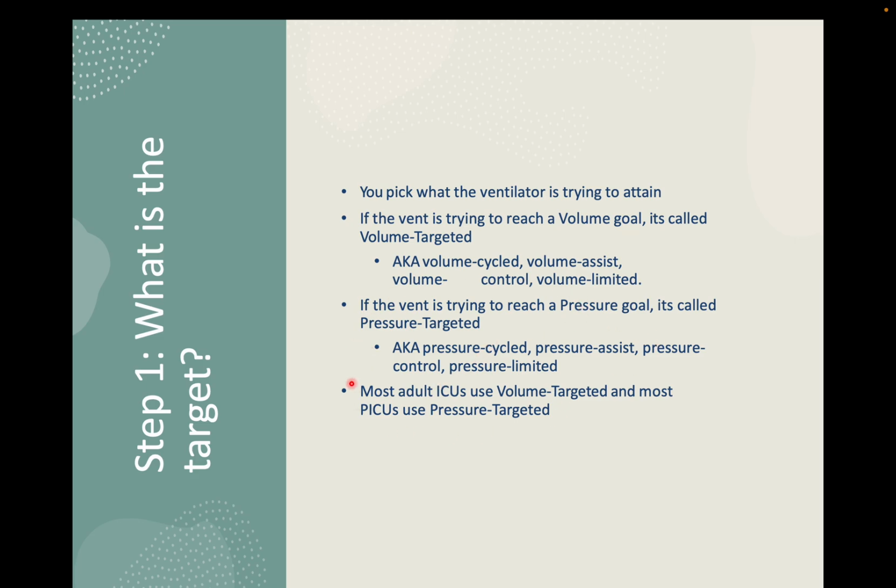Most patients in adult ICUs generally use volume targeted ventilation, while pediatric ICUs especially use pressure targeted, because in pediatric ICU there is a risk of barotrauma. That's why we limit the pressure we are delivering. That is why in pediatric ICUs you use pressure targeted, and in most adult ICUs we use volume control.